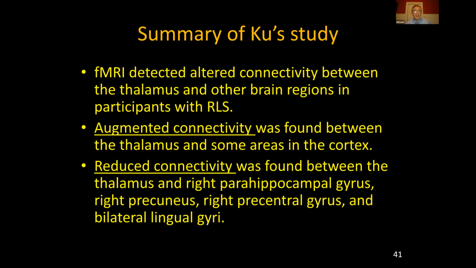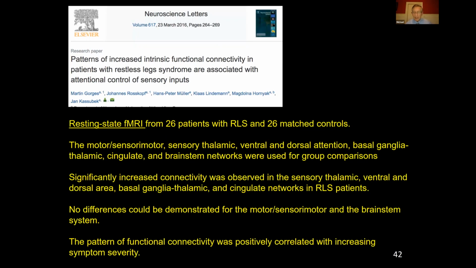All right, so just a couple more slides because I know we're a little tight on time. But again, this was the same sort of outcome. So resting state fMRI from 26 patients with restless legs and 26 matched controls. And these motor, sensory motor thalamic networks were looked at between the controls and the restless legs participants. And again, there was this increased connectivity in the sensory thalamic areas, the basal ganglia circuit and cingulate networks.